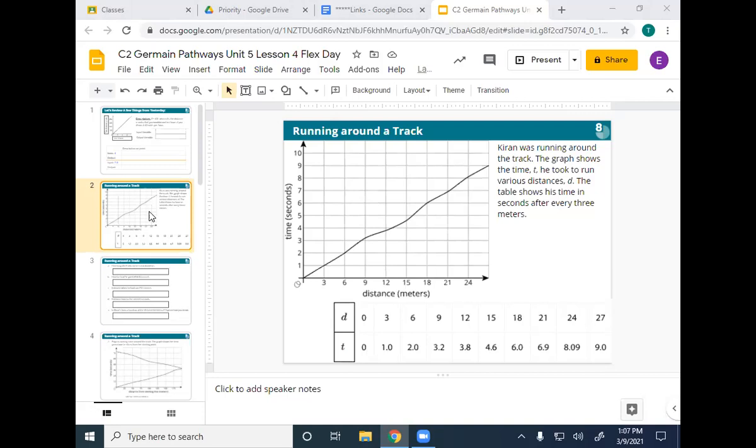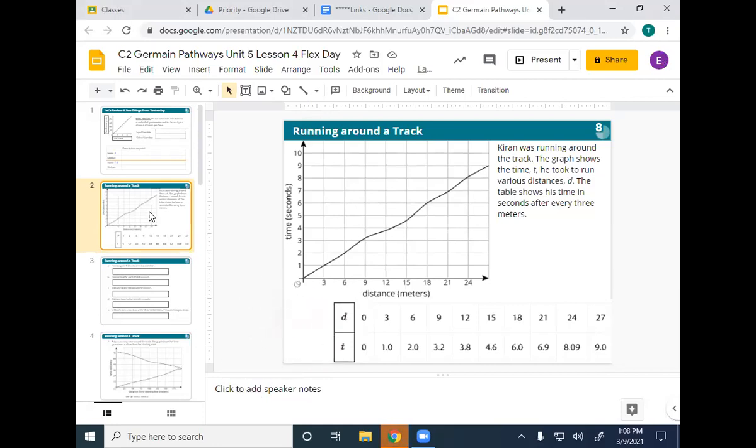So on both the graph and the table, a distance of 3 meters is going to have an output of 1 second. D represents distance. T represents what? Time. Very good. So you are going to use either the table or the graph to answer the questions on the next slide.